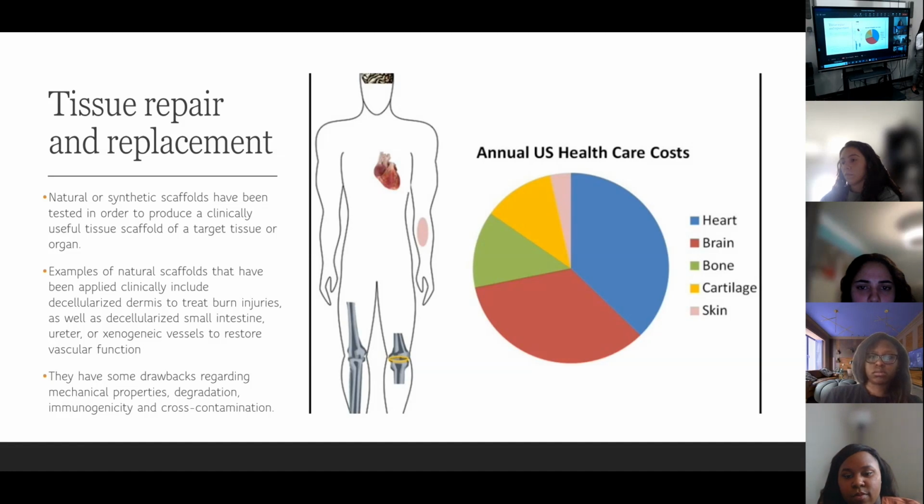They have some drawbacks regarding mechanical properties, degradation, immunogenicity, and cross-contamination. And this graph here is just showing the annual healthcare costs of tissue repair and replacement. As we can see, heart is the highest cost, whereas skin is the lowest cost annually.